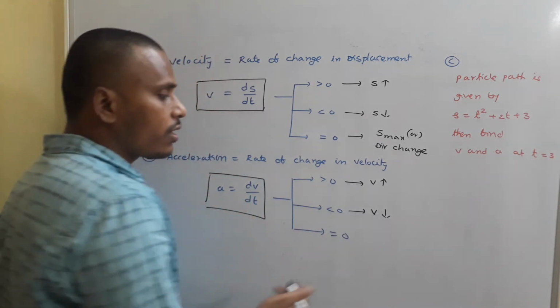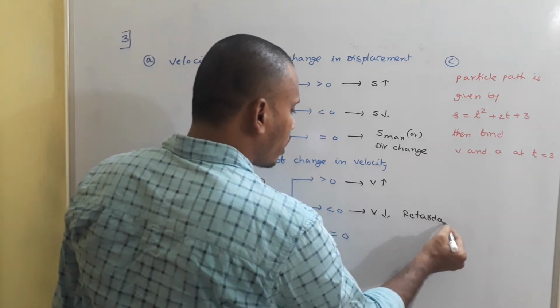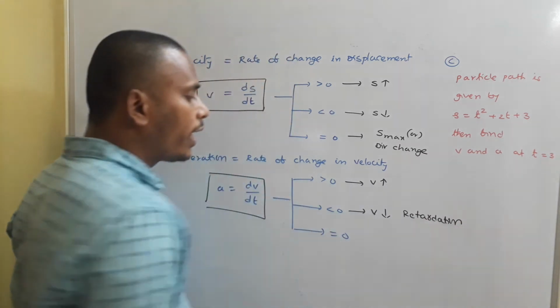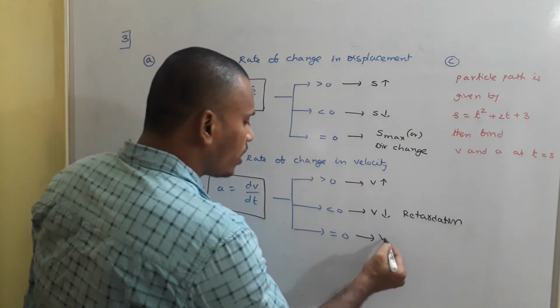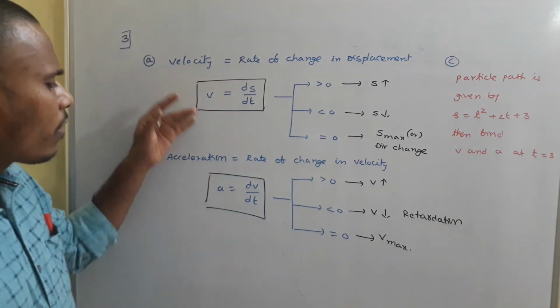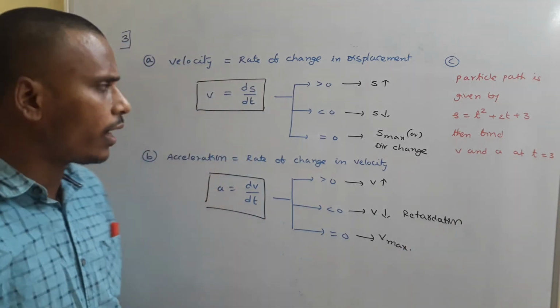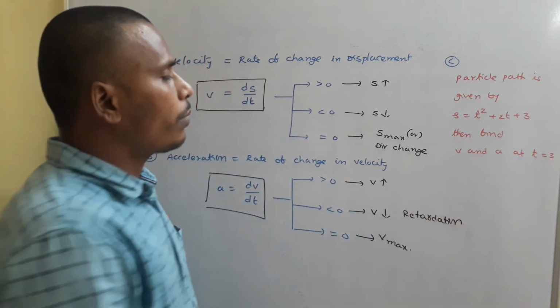And if acceleration is less than 0, we call it retardation. I think you are familiar with the word retardation. It means negative acceleration. Again, if the acceleration is 0, that in turn represents maximum velocity. So these are very regular terms of physics, and now based on that I am going to solve this particular problem. What is the problem?